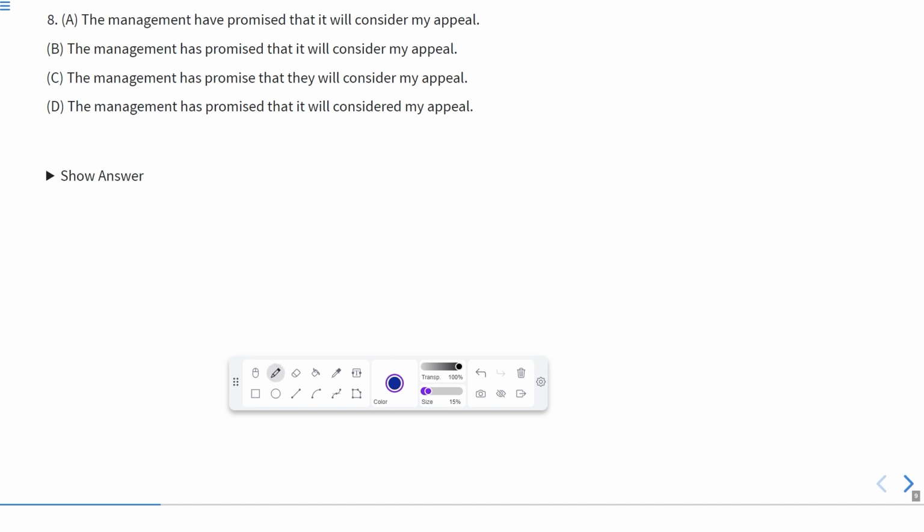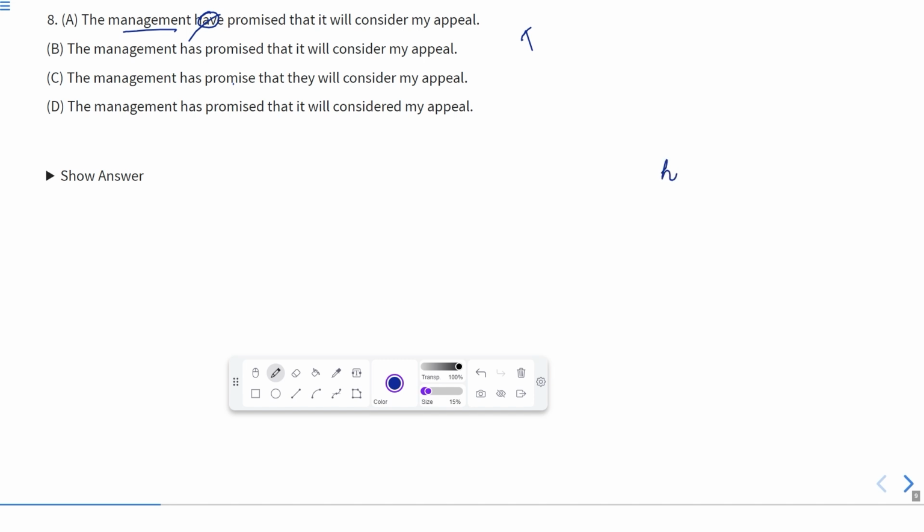Again, we have four sentences, out of which we have to look for the correct option. The first one, that is A, the management have promised that it will consider my appeal. Now, if we talk about management, management is a collective noun or the singular noun. We cannot use have over here, so the first sentence is incorrect. The management has promised that it will consider my appeal. C sentence, the management has promised.